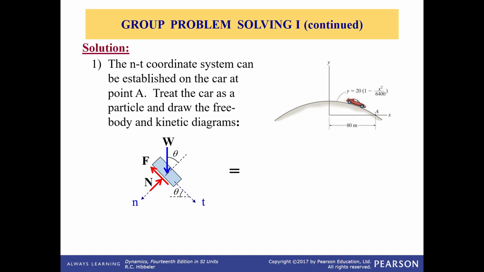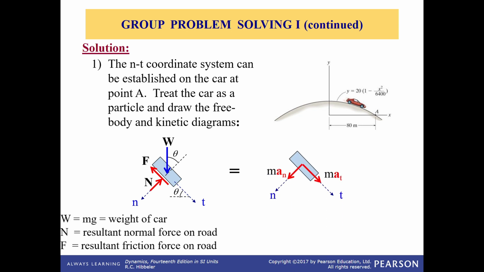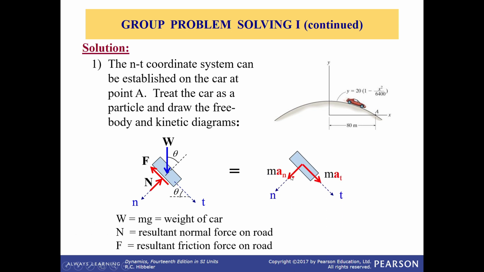Okay, now we need to analyze the kinetic diagram. You draw the particle and then you point out the direction of the acceleration, the normal acceleration and the tangential acceleration. So the particle will be positive in this direction.